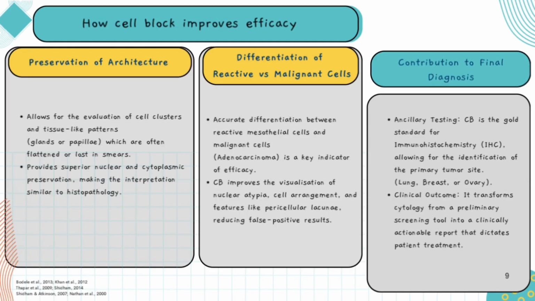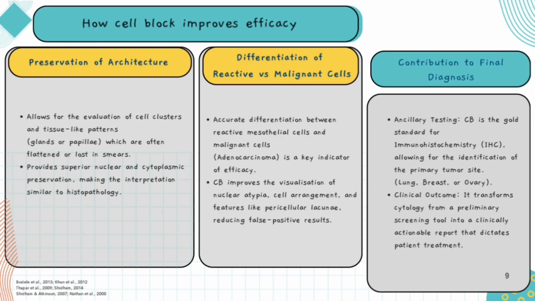Next, differentiation between reactive and malignant cells. Cell block improves the ability to accurately distinguish reactive mesothelial cells from malignant cells, particularly adenocarcinoma, which is a key indicator of diagnostic efficacy. Improved visualization of nuclear atypia, cell arrangement, and features such as pericellular lacunae helps reduce false positive interpretations and improve diagnostic accuracy. Finally, contribution to the final diagnosis.